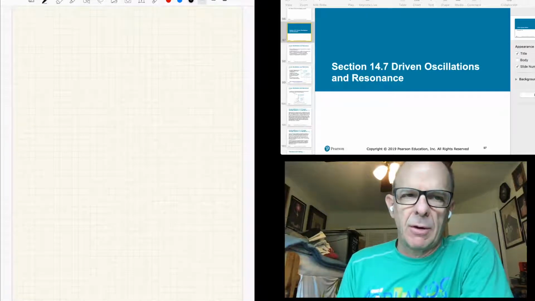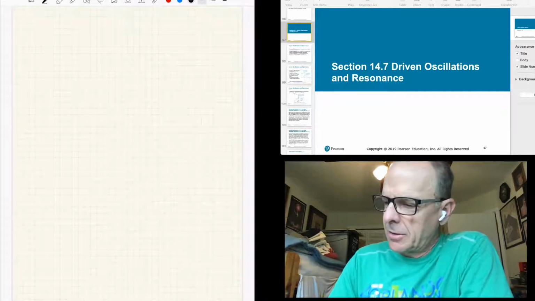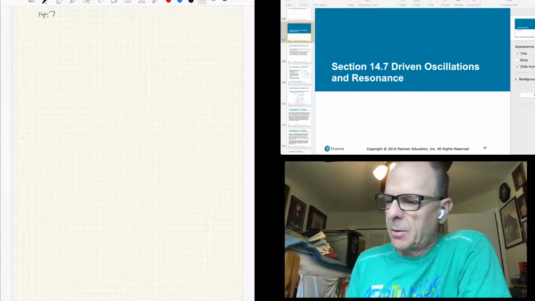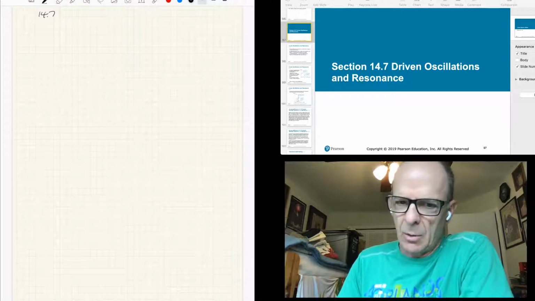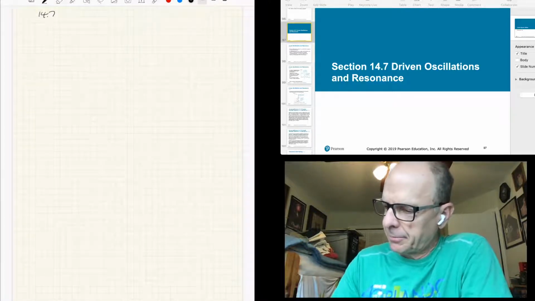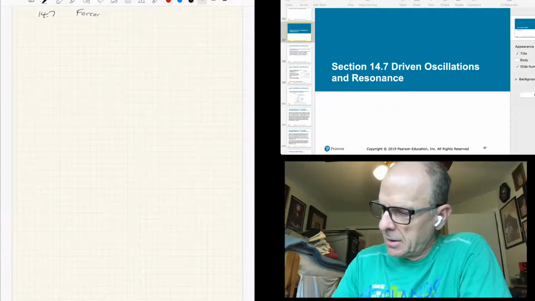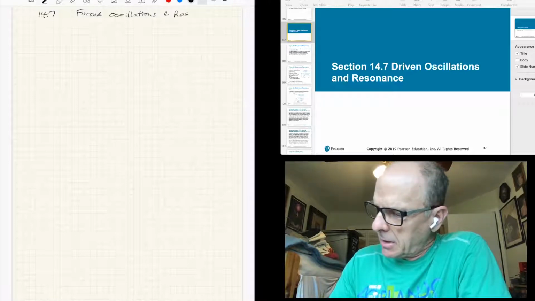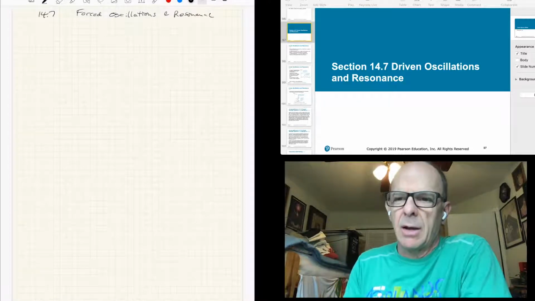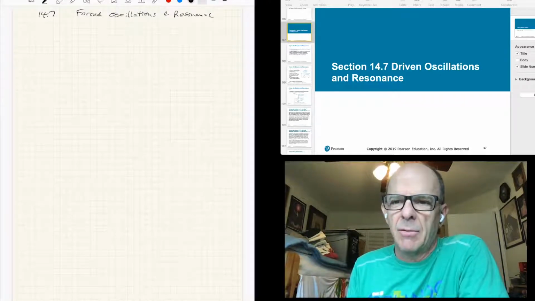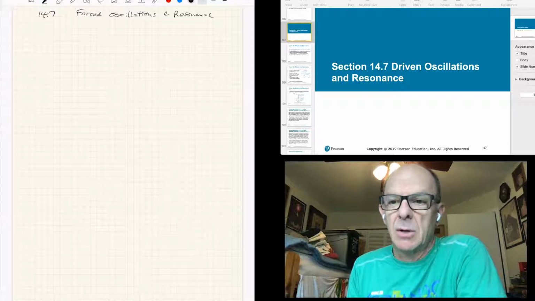We're skipping section 14.6, so the last section for the course and of chapter 14 is 14.7, which is on driven oscillations or forced oscillations and resonance. And what this is talking about is we've calculated previously in the previous sections the frequency of a spring and the frequency of a pendulum.